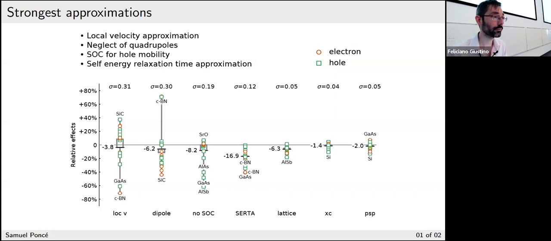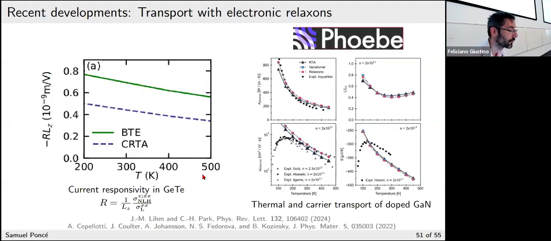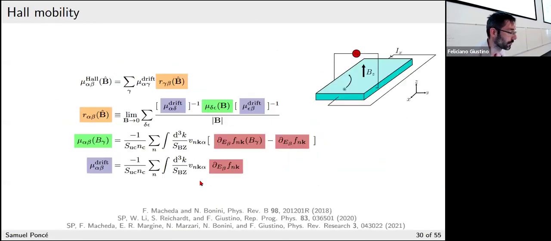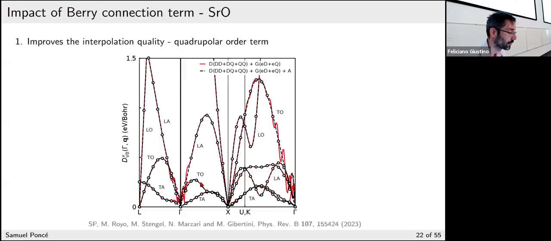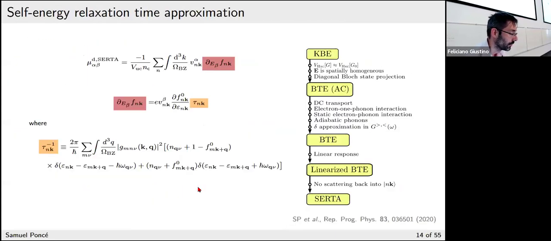Okay, and the second question is more on the theory. You laid out several approximations. In particular, one of the first ones was this diagonal block state projection. So could you comment a bit on the range of validity of this type of approximation?